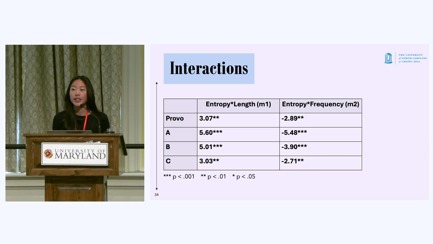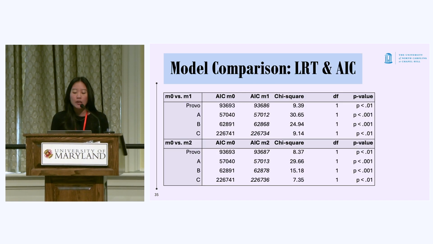So the interactions between entropy and length were significant across all 4 models, and same for entropy and frequency. And when I compared the models, the likelihood ratio tests all revealed significant effects, such that model 1 fit the data better than model 0, and same for model 2 compared to model 0. The AIC values are also all lower for the critical model than for the baseline model.